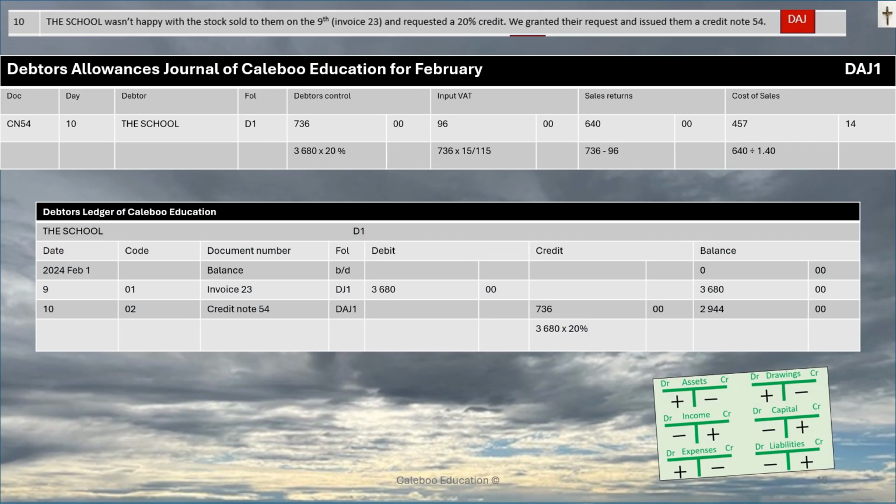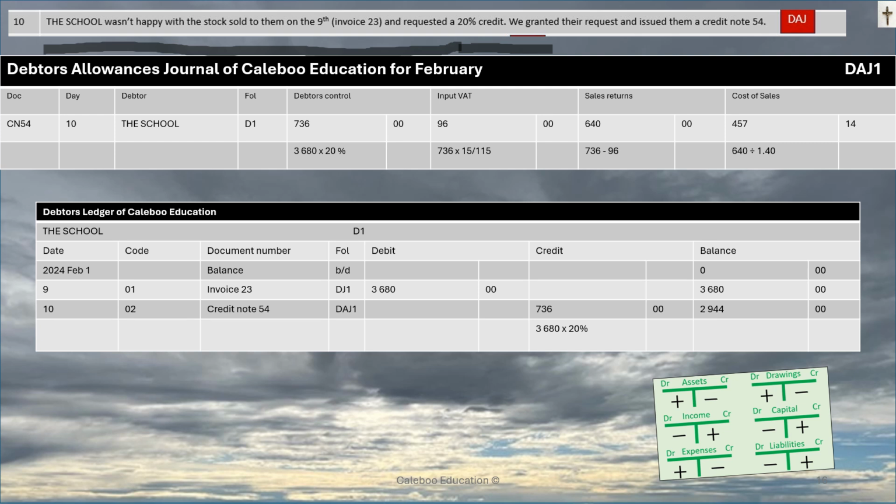Let's spend some time on this next transaction. What has happened, the school wasn't happy with the stock sold to them in the previous transaction on the 9th, the one we've just completed, and they requested a 20% credit. So what happens in a case like this? The school would have sent us a debit note. A debit note is a claim for goods which do not comply with the order.